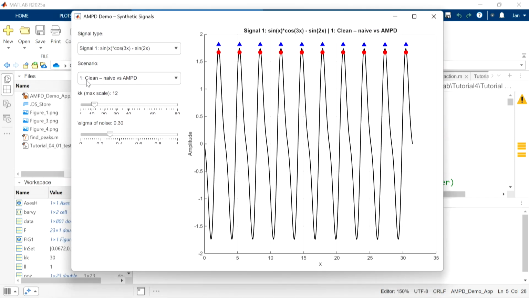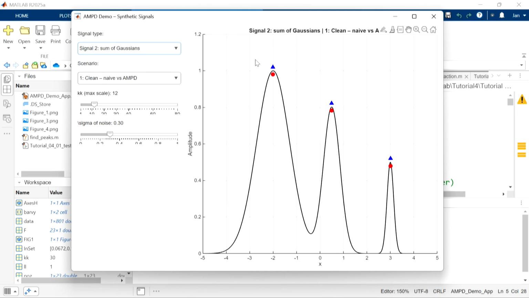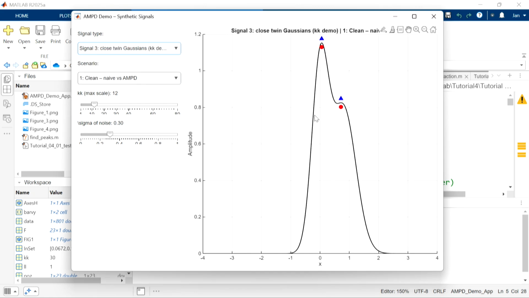When you have the clean scenario, naive and AMPD, you can see that there is no issue. Sum of Gaussians again, naive approach in blue and AMPD in red, you can see also no problem. I put this example of a sum of Gaussians due to the similarity of shape to the DSC component. And the last one is close twin Gaussians.